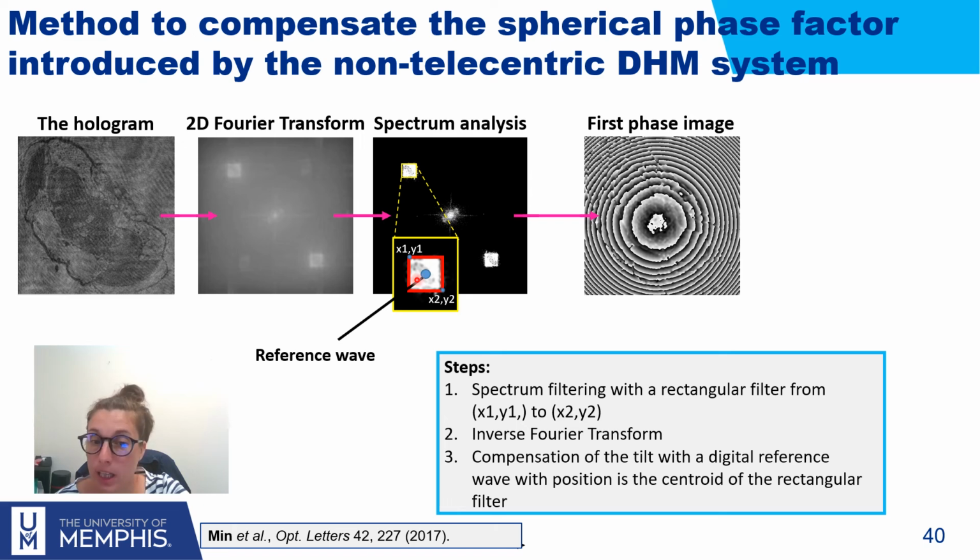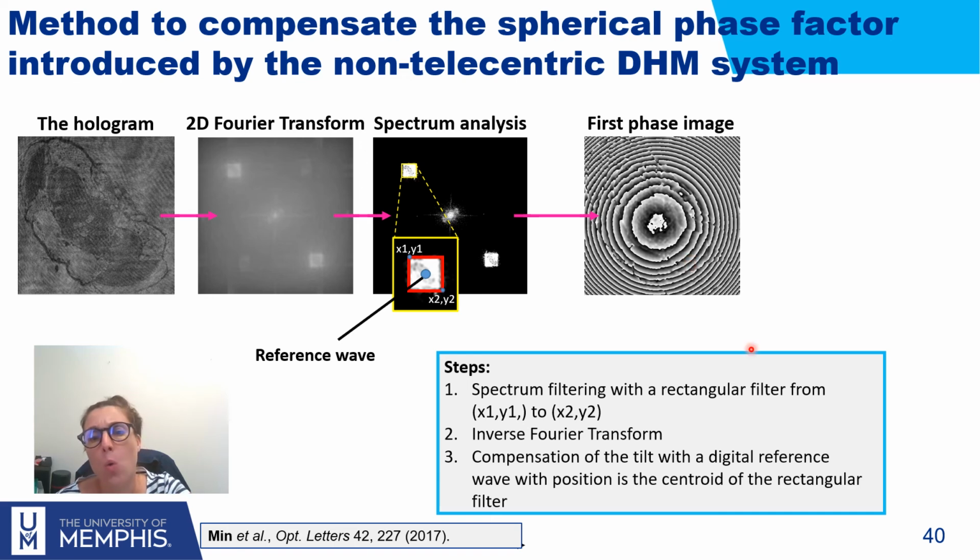I compensate by my inverse Fourier transform, and this is the phase image that I get. So you see here the spherical phase factor going into the phase term, so you don't really see the object information, you just see the strong spherical phase factor distorted. So that spherical phase factor needs to be removed, and I'm going to talk to you about how to do it.